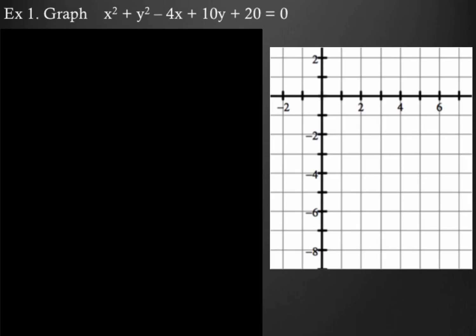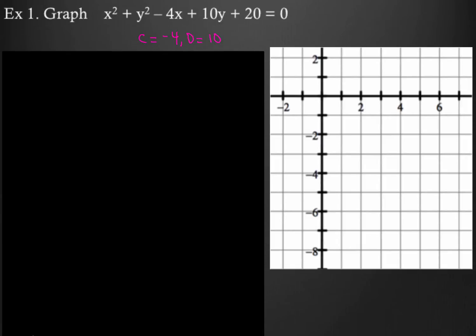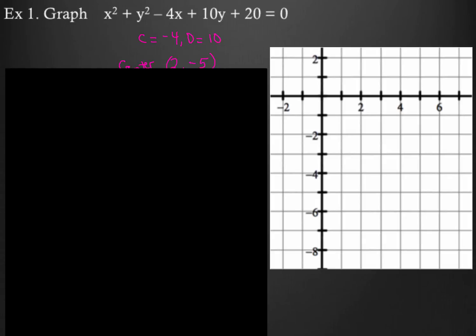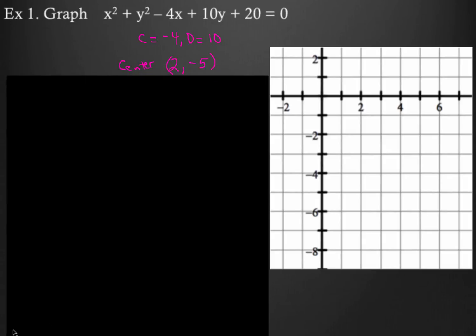We're going to graph this equation. Now what I want you to do first is take a look. Remember that C and D, we're going to go ahead and see if we can figure out what the coordinates are for my circle. So remember, C is negative 4, D is 10. So when we analyze that, that tells me that my center is going to be 2, negative 5. So I go to 2, go down to negative 5, and I'll put a nice dot right there. So that's going to be my center of the circle. That's what I'm thinking so far.